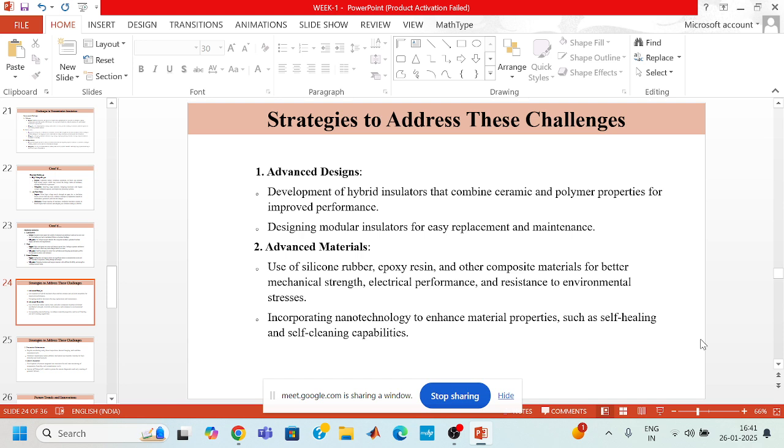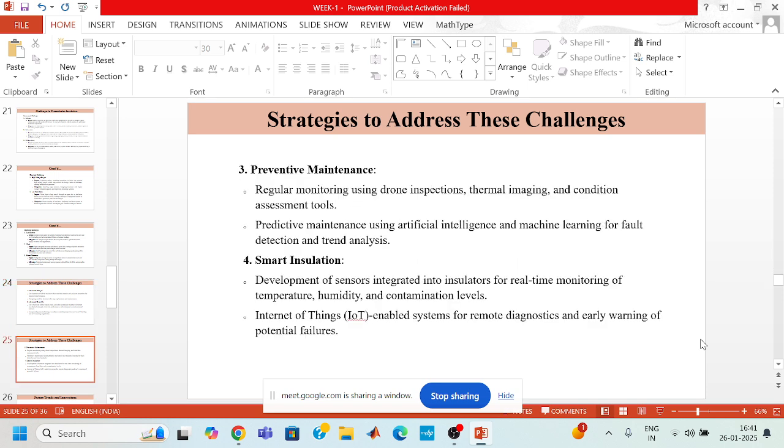Also, we can use nanotechnology materials to enhance the material properties such as self healing and self cleaning capabilities. So next is preventive maintenance. So regular monitoring using drone inspections or thermal imaging and condition assessment tools, and predictive maintenance using AI techniques or machine learning for fault detection and trend analysis.